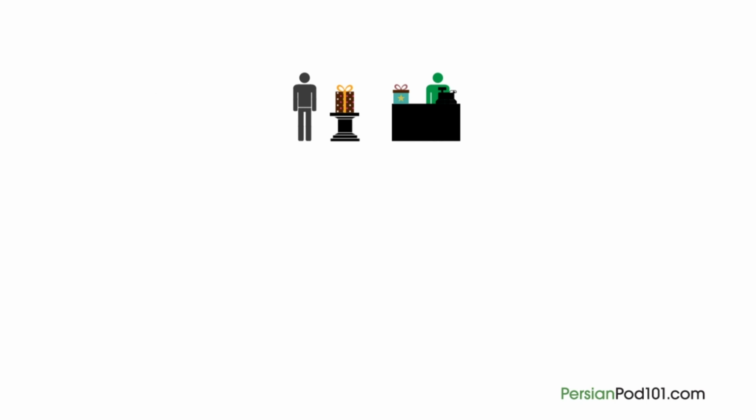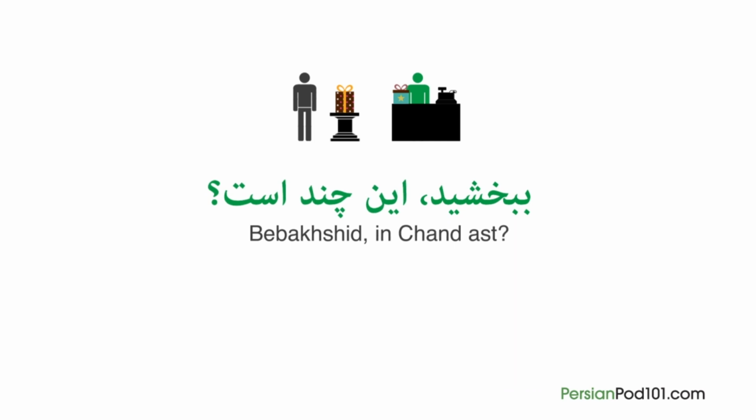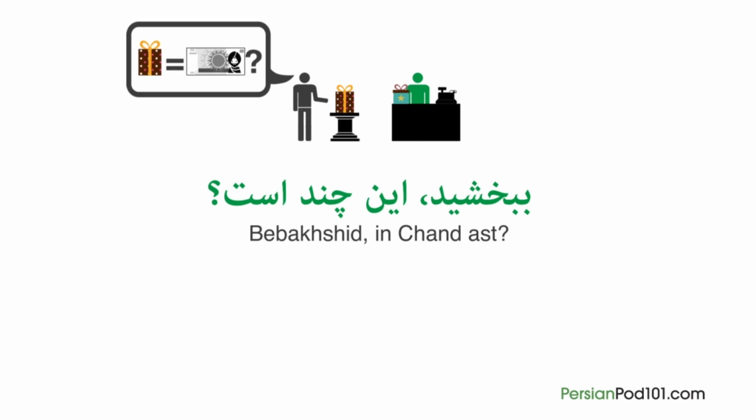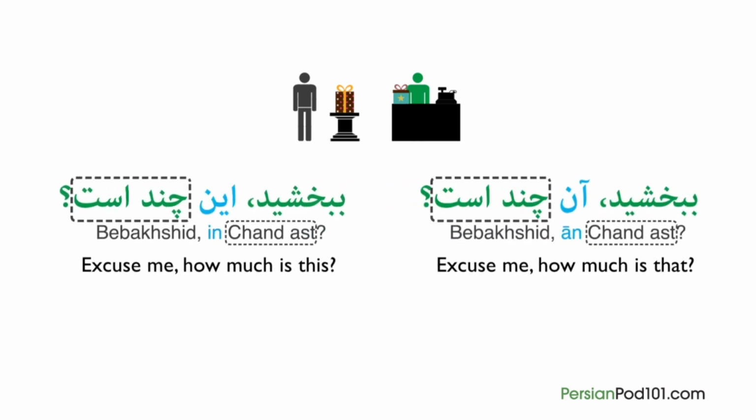You see something you like and want to ask the shop clerk how much it costs. The first thing to say is ببخشید. Do you remember what that means? Excuse me. ببخشید. این چند است. We need to ask this question while pointing at something, asking how much is this or that. That's why we need to add either this or that before چند است.